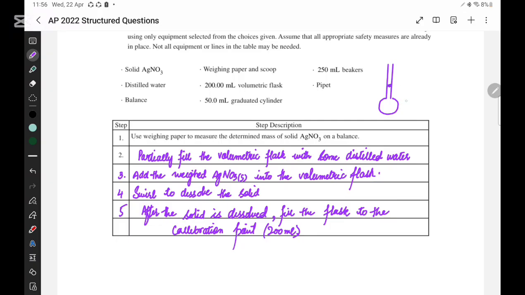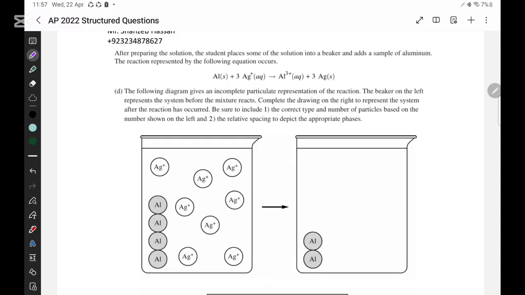So first we have put the solid AgNO3, then we have added some quantity of water and swirled it, and after swirling you have to fill this volumetric flask up to the calibration level, which makes the total solution 200 milliliters. So in this question, after preparing the solution, the student places some of the solution into a beaker and adds a sample of aluminium. The reaction represented by the following equation occurs.